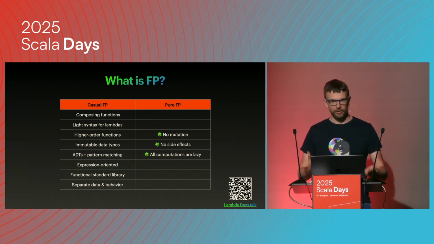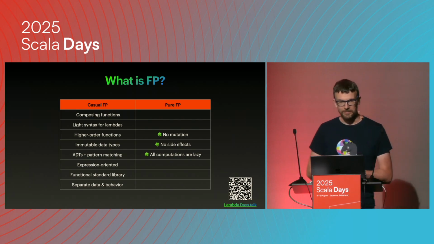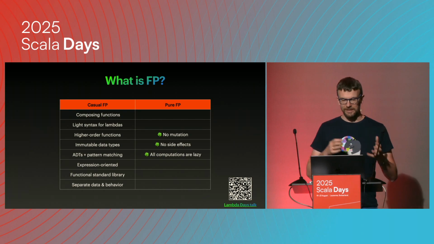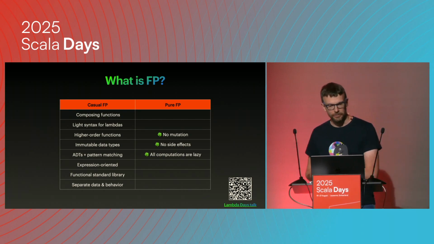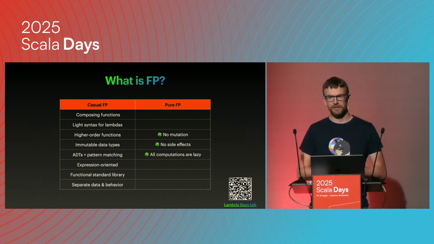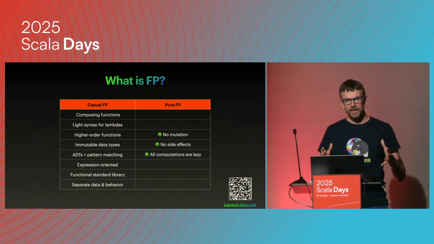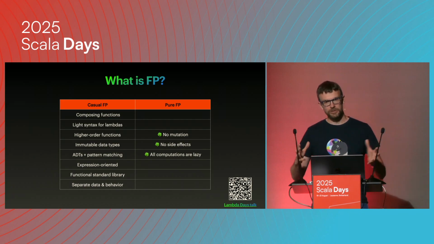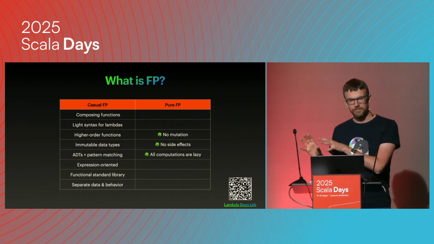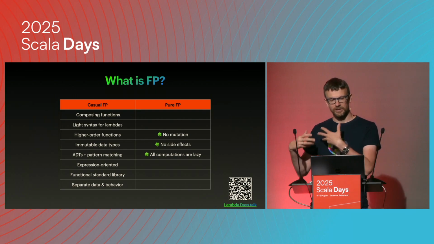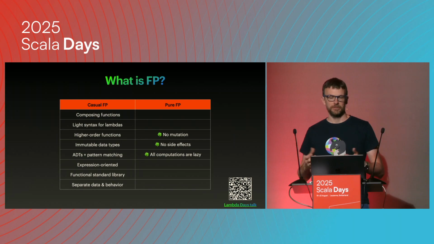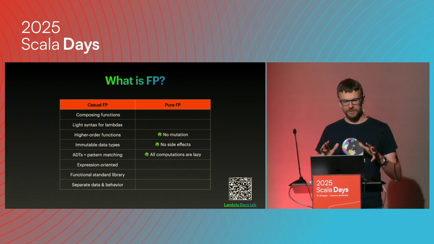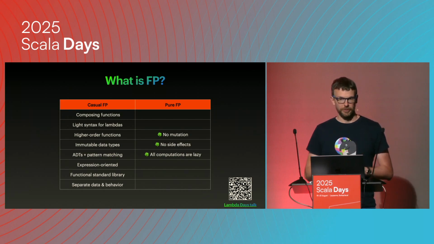It's using higher order functions. It's using immutable data types. It's using pattern matching and ADTs. It's being expression-oriented. It's having a functional standard library, and so on, and separating data and behavior. These are all traits of a functional programming approach which don't really focus on purity. And I think these traits alone make our coding and our programs much better.